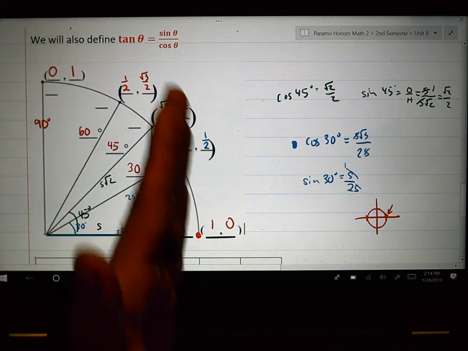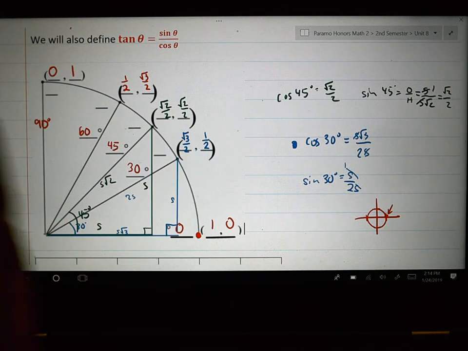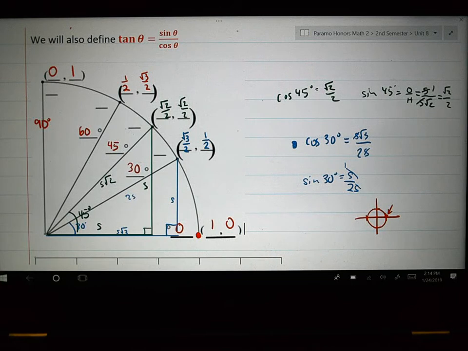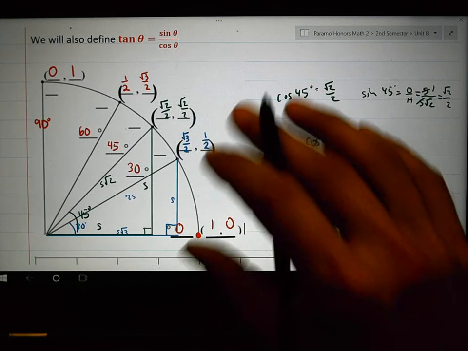This is the first quadrant of the unit circle. By the time we get to section 3 in your notes, we're going to do all 4 quadrants, and it's all based off of this information right here.